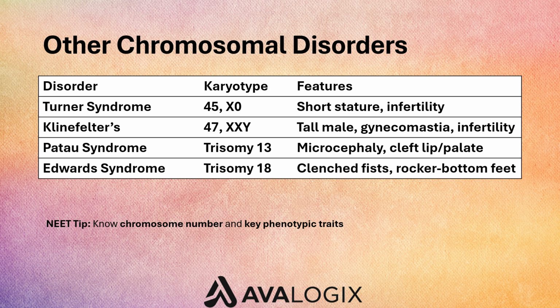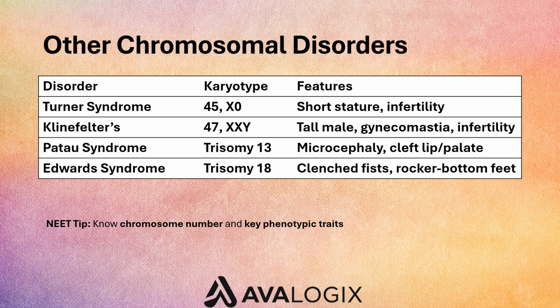Next up, Klinefelter's. This one is extra X in males, so 47 chromosomes, with an XXY karyotype. These individuals are genetically male, but the extra X leads to feminization features. They tend to be taller than average, have reduced facial and body hair, gynecomastia, that's breast development in males, and infertility due to underdeveloped testes and low testosterone. Think of this as the opposite end of the sex chromosome imbalance spectrum compared to Turner. NEET angle. XXY equals male, tall stature, gynecomastia, infertility. Remember, bar bodies are present because of the extra X.